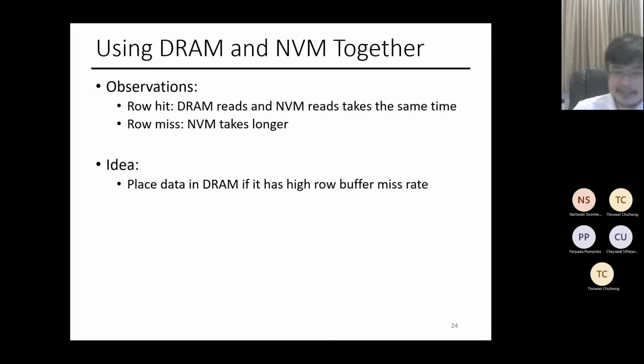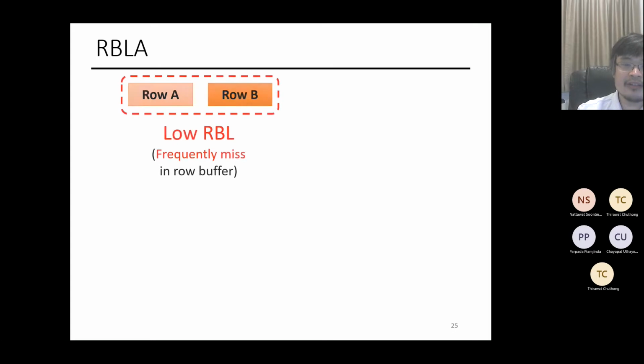So one of our ideas, called row buffer locality aware DRAM, is to place the data in DRAM if you have a high row buffer miss rate. If you're not likely to get a row hit, put that in DRAM. If you're likely to get a row hit, it doesn't matter; just put that in NVM because you don't see the penalty of putting data in NVM. So the idea is this, as I said.